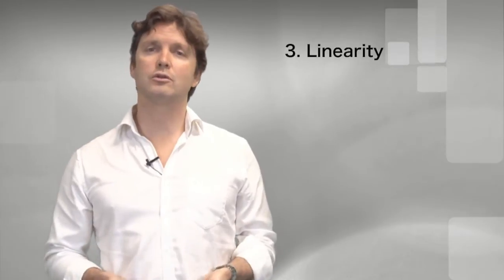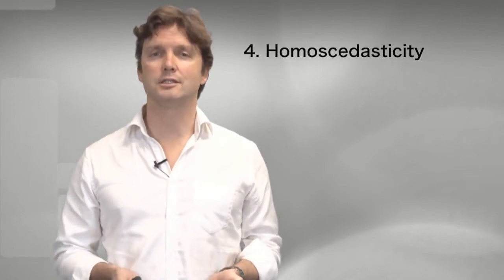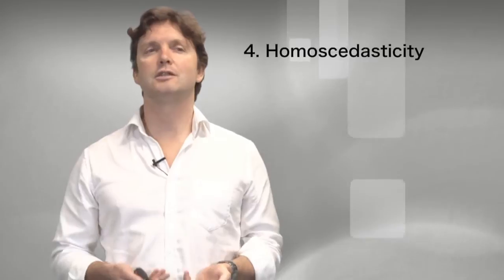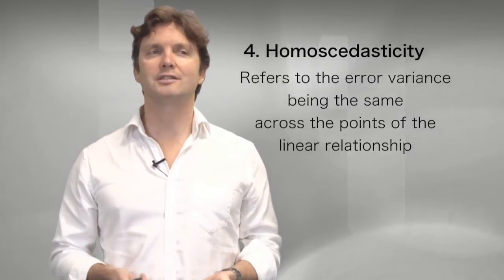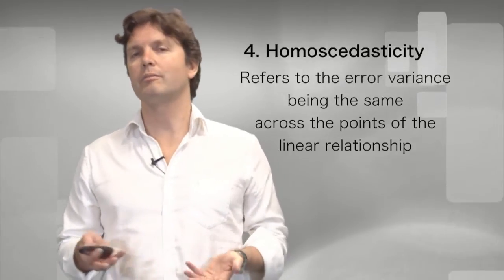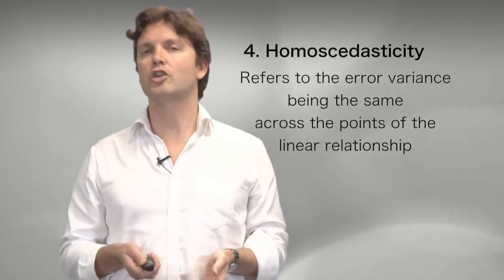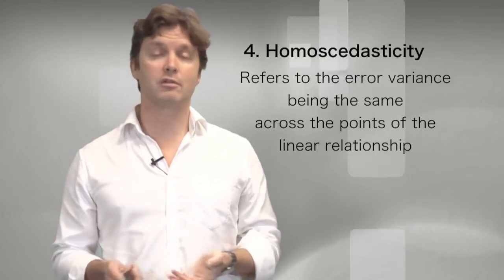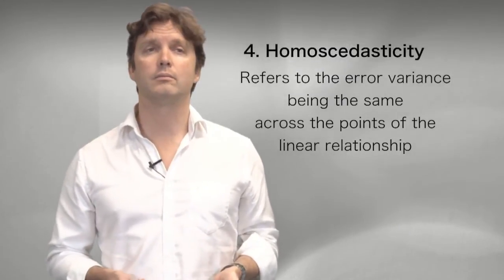And the fourth assumption looks at something called homoscedasticity. So homoscedasticity refers to the error variance being the same across the points of the linear relationship. In other words, the variability in one variable should not change considerably across the spectrum of the other variable.